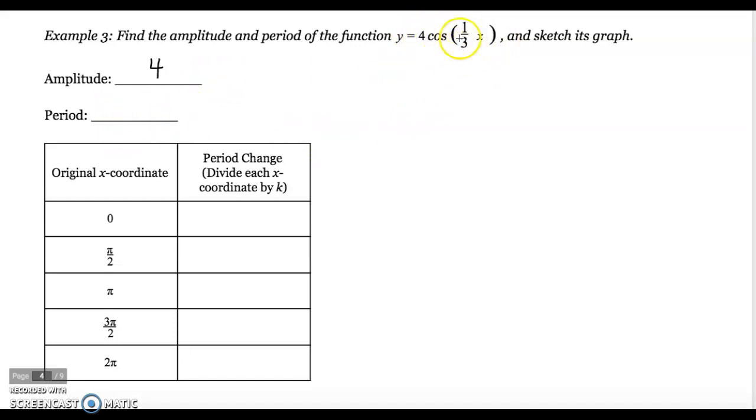And then this one's a weird number. We haven't dealt with a fraction yet, but you still use the same application, right? My normal period is 2 pi, and I still need to divide it by this number, so 2 pi over 1/3. I have a fraction inside of a fraction, so I take my bottom part, flip it, and multiply instead. When I flip 1/3, it becomes 3 over 1. And when I multiply 2 pi times 3 over 1, I end up with 6 pi.